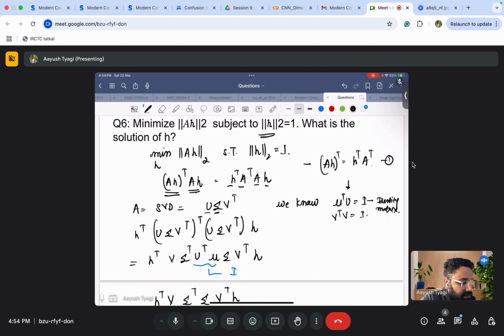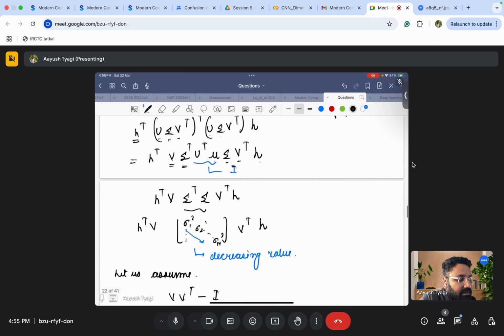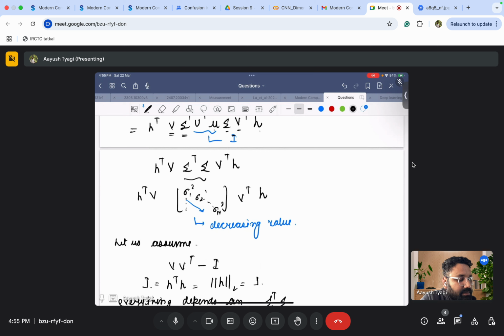What you do is you just fit this A into here, and what you get is h transpose U sigma V transpose, whole transpose, times U sigma V transpose into h. You will use property one again, so what we get is U V transpose sigma transpose U transpose into U sigma into V transpose into h. So this basically becomes the identity matrix. So now what we have is h transpose V sigma transpose sigma into V transpose h.